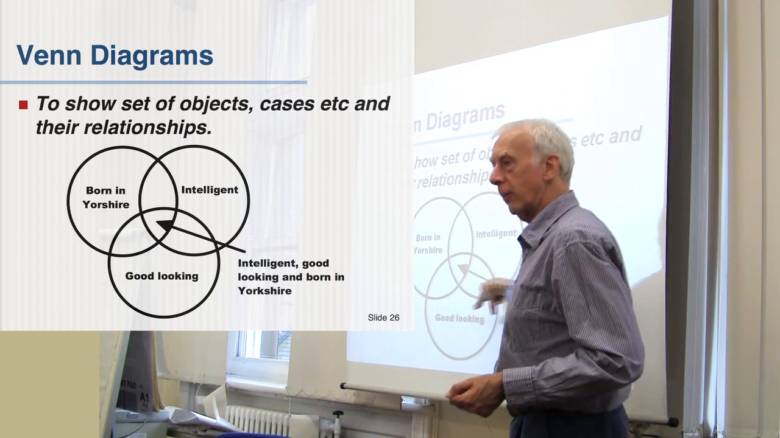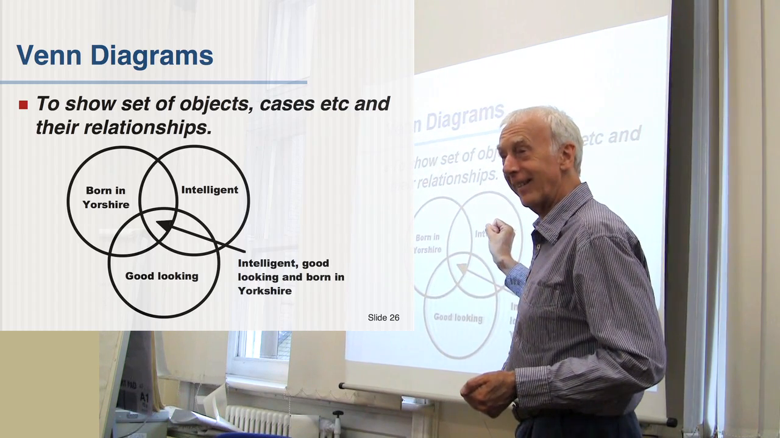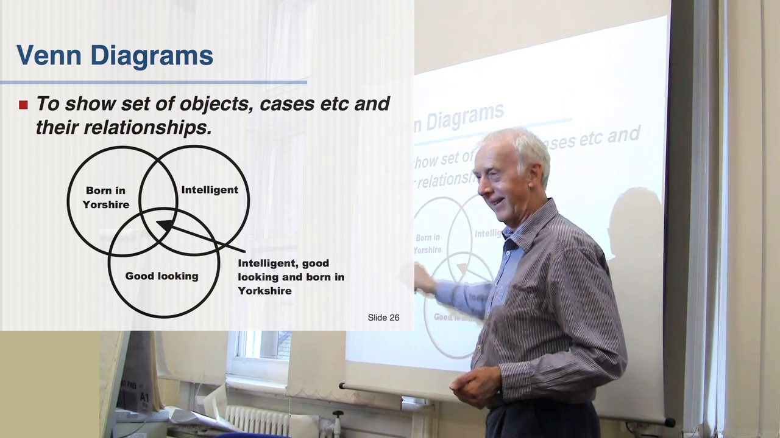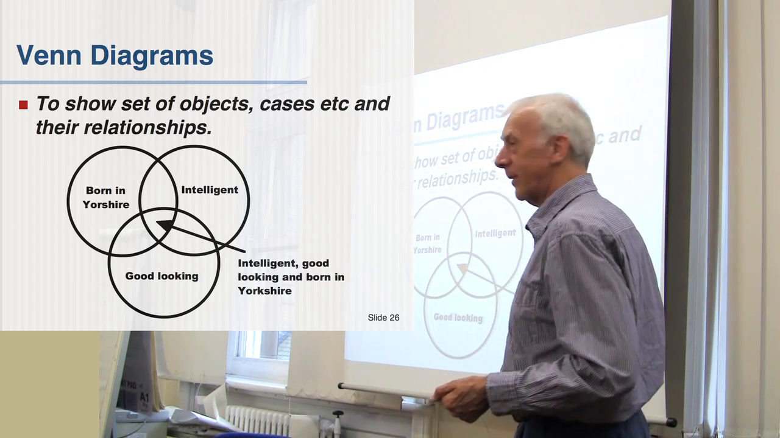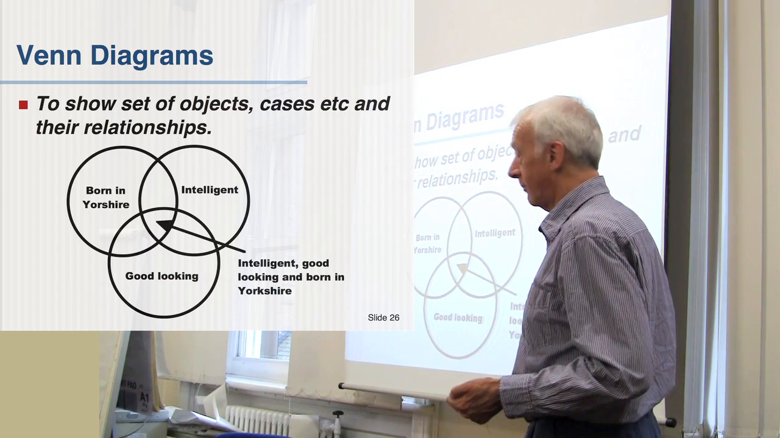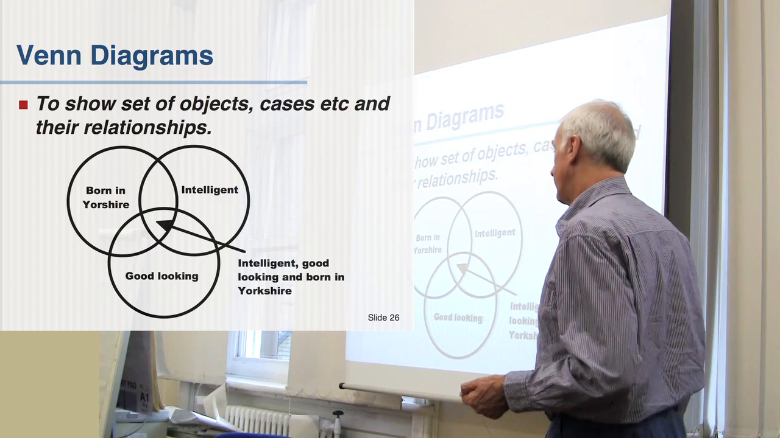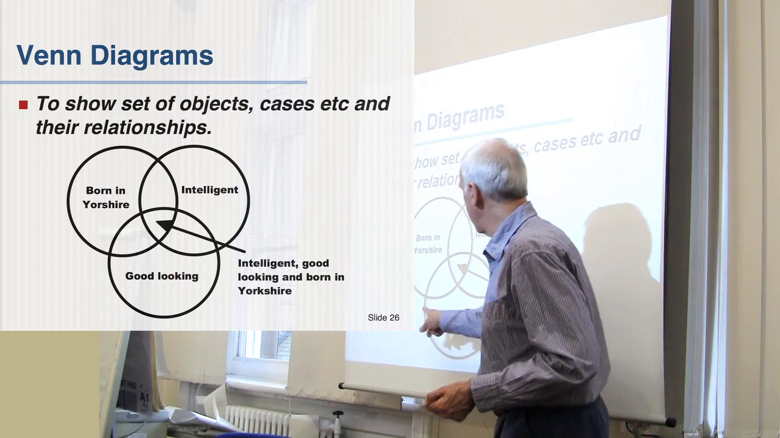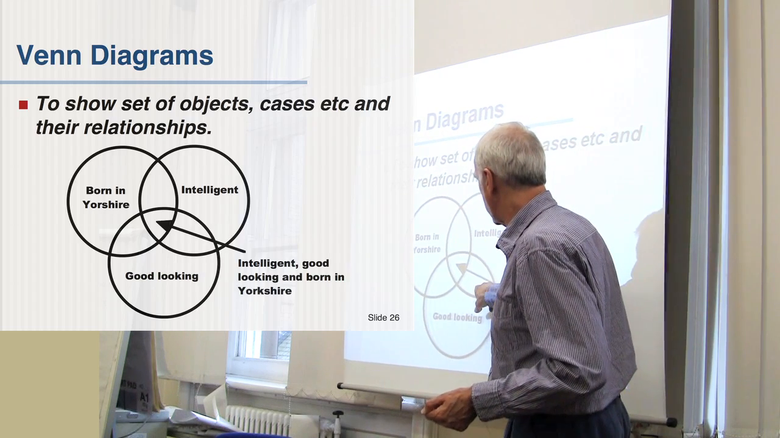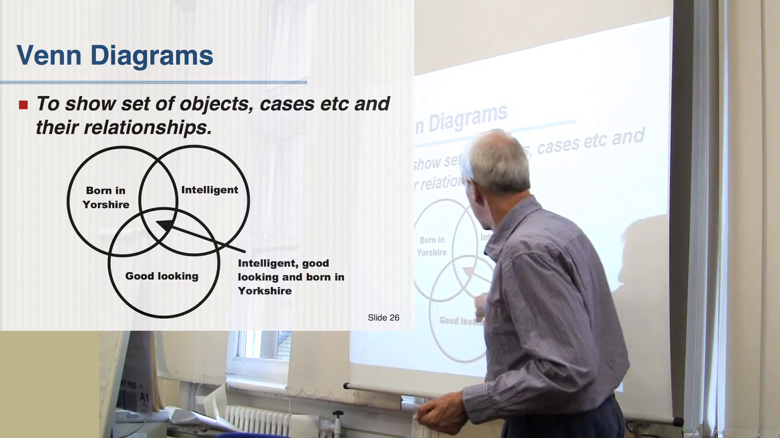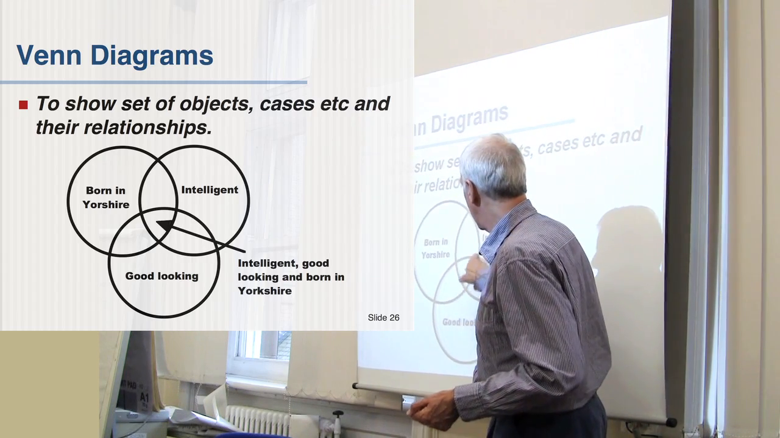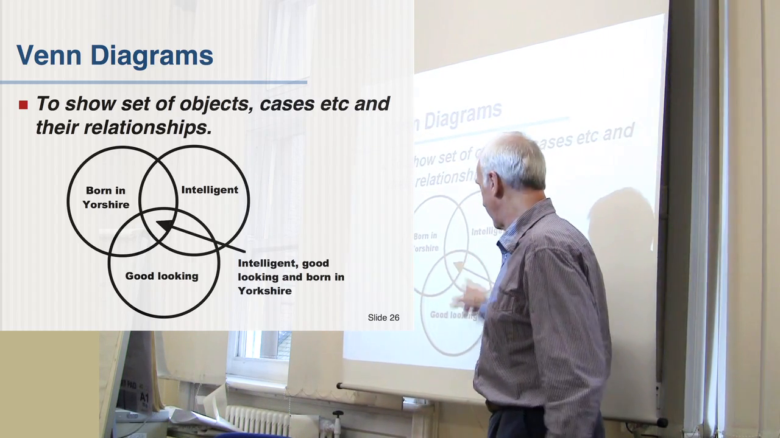Here's a circle for intelligent people. Okay. So I'm outside the circle then. What, born in Yorkshire? Yes, I was born in Yorkshire. Yeah. So you can't be in the diagram at all then? You can be, because you've been around here, you can be good looking and intelligent. Yeah. And good looking and intelligent and not being in Yorkshire, and then you're in here. But there is a group here who are born in Yorkshire, intelligent and good looking.